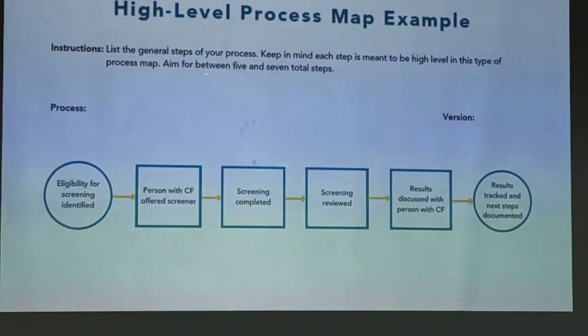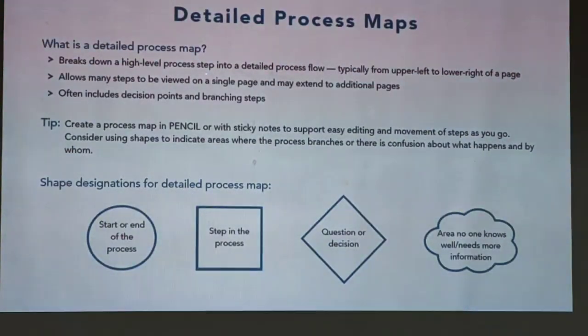And having a high-level process map that's like 5 to 7 steps is going to be really helpful moving forward as you go into your next steps. But you may also, over time, need to detail out those processes more. So what do we do there? Well, now we're going to break down each of those steps and see what comes in between. And this really helps design your flowcharts.